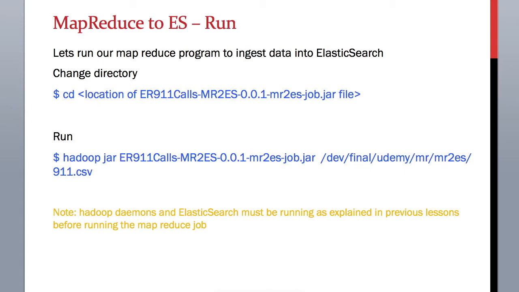In the previous lesson, we created our MapReduce application and compiled it into a jar file. In this lesson, we will run that jar file and give it our 911 CSV file as input. All right, so let's bring up the terminal.